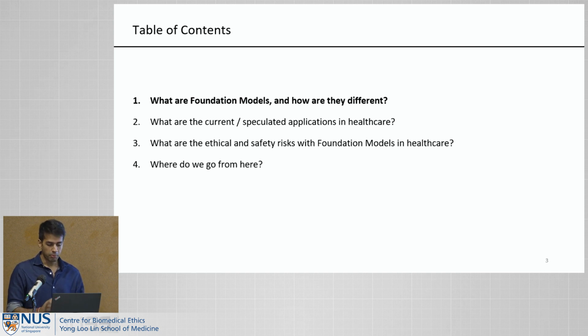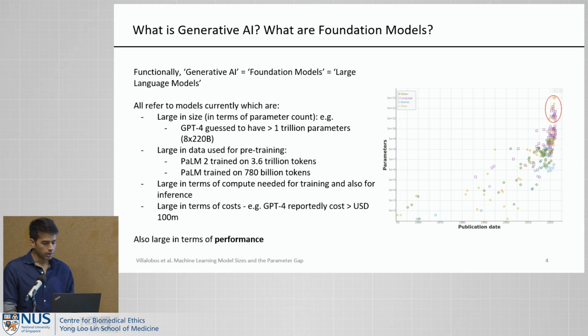But very briefly, I want to talk about what foundation models or generative AI are, and how they are different from what's come before. I want to talk a little bit about what the current or speculated applications in healthcare are, because they are very much speculative at this point. And maybe, as a third point, draw out some of the key ethical and safety risks with these models in healthcare.